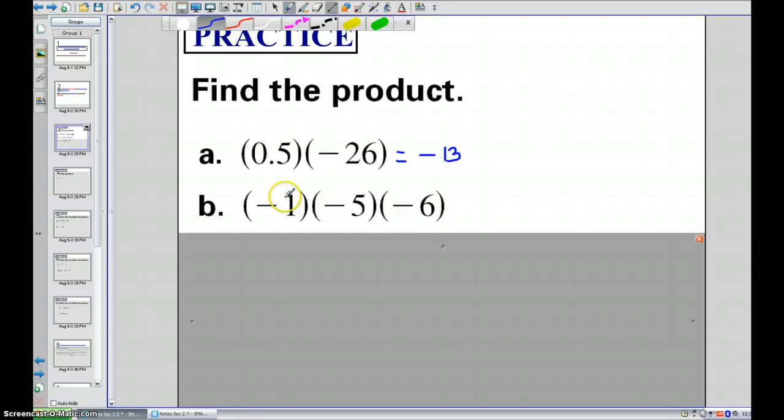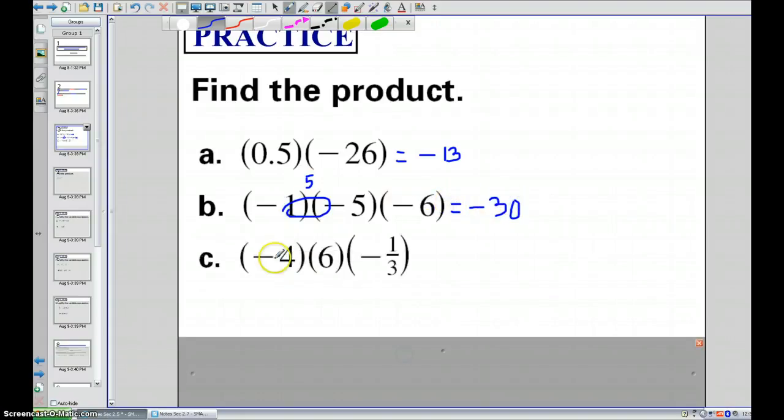Next, moving on. One thing that we can do here is count how many factors we have that are negative numbers. So we have 1, 2, 3. So automatically you know that you're going to have a negative because we have an odd amount of negative numbers. A negative times a negative equals a positive, so negative 1 times negative 5 would be positive 5. And then 5 times negative 6 would be negative 30. And then moving on, negative times a positive has to be a negative, so that negative number would be negative 24.